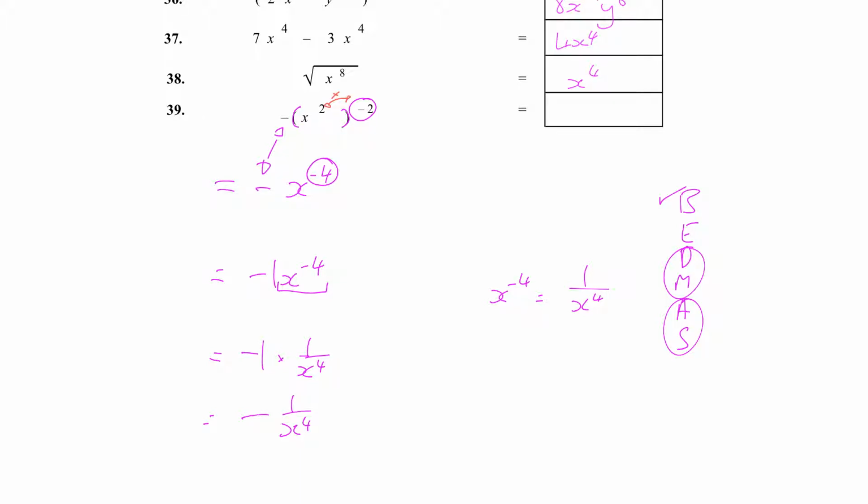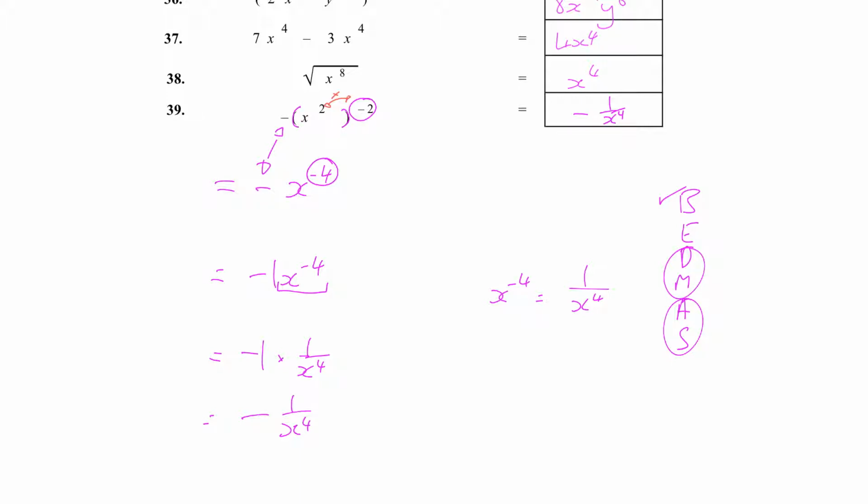Notice that the whole thing is still negative. We haven't changed the sign. We haven't suddenly turned minus 2 into 2. All we've done is rewrite it so that it's to a positive exponent. So we've got minus 1 over x to the 4.